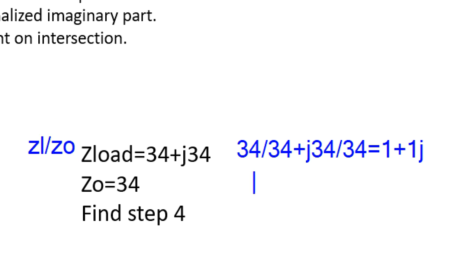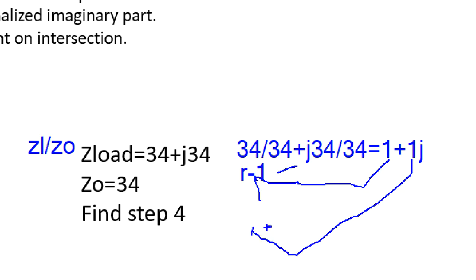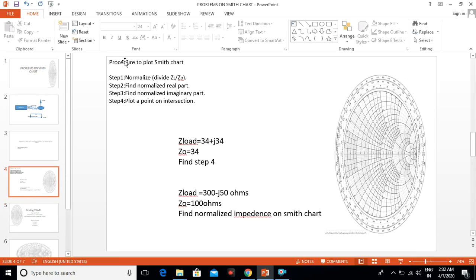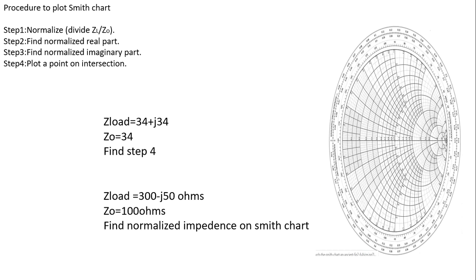Next, what is the second step? Identify the normalized real part, which is 1. In R plus jX, the other part, X, is the normalized imaginary part, which is also 1. So the first step is ZL by Z0, which gave 1 plus j1. Next, identify the real part, 1, then the imaginary part, also 1. Then plot the point of intersection.